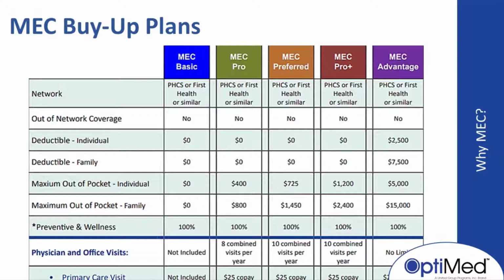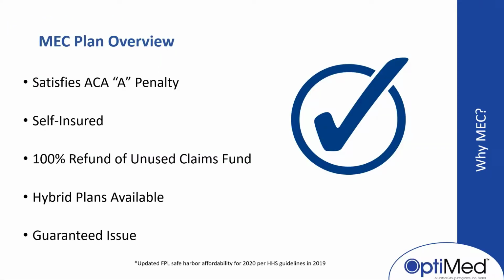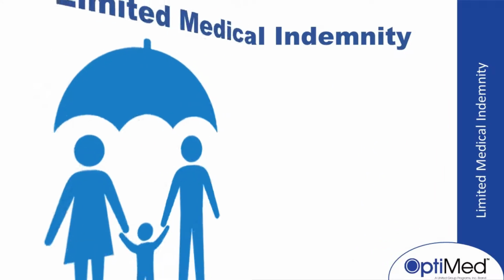So as an overview, what we're trying to do is satisfy A penalty, not B. There's self-insured programs. We do refund 100% of the unused claim fund. We do have hybrid, meaning buy-up options available on the MEC. And they're essentially guaranteed issue. We're not asking health questions on these because there's no hospitalization, surgical, maternity coverage. None of these things are included with our MEC programs. They're not full-blown comprehensive major medical.